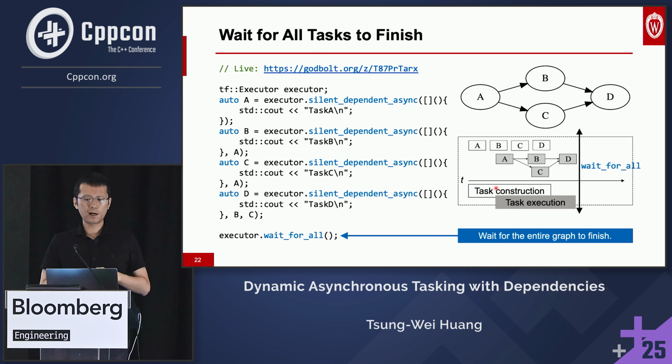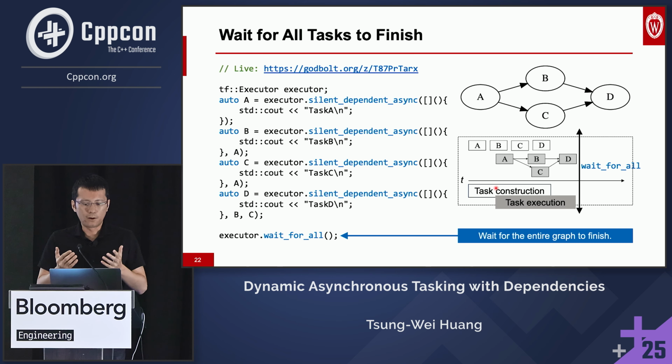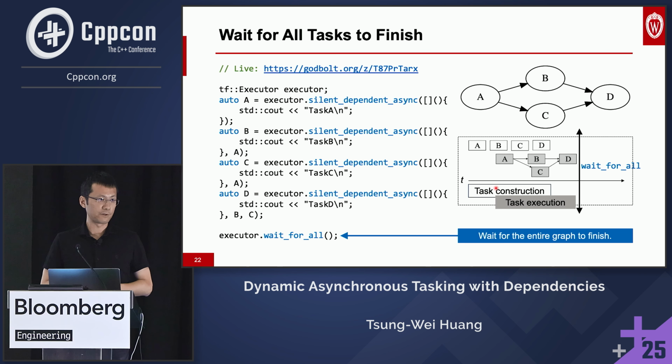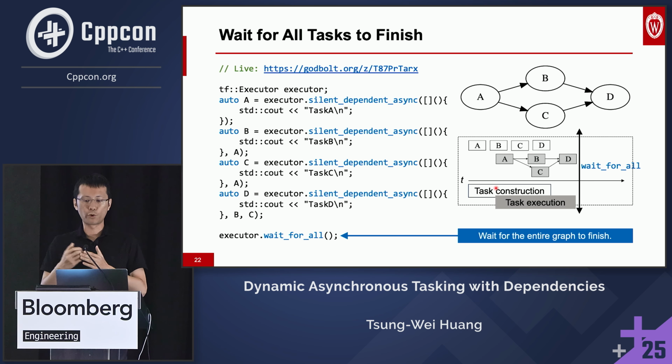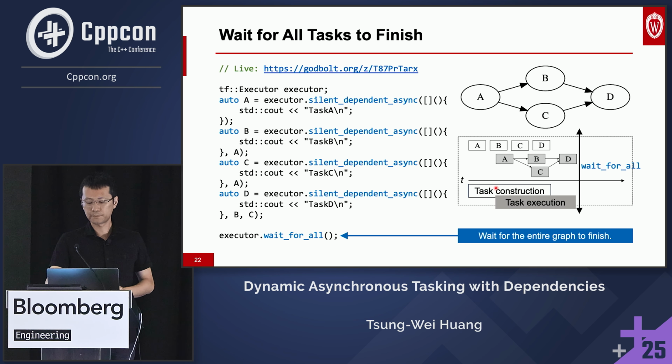If you do not want fine-grained synchronization using future.wait, you can always use the method wait for all to wait for the entire graph to finish. And this will give you less synchronization overhead, especially when your graph is very, very huge.